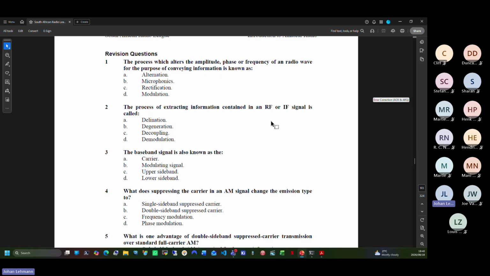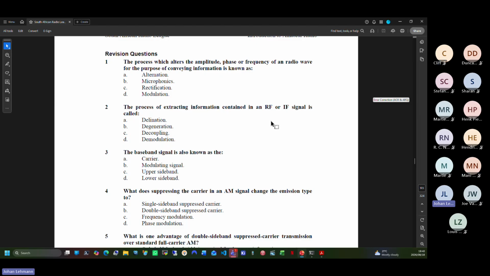The process which alters the amplitude, phase, or frequency of a radio wave for the purposes of conveying information is known as... Modulation. That's a freebie question. I mean, you can't get it wrong.